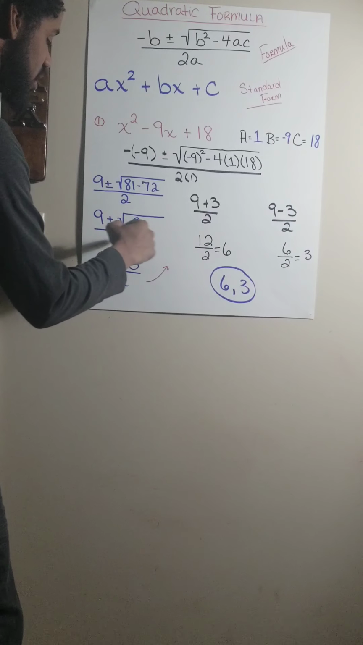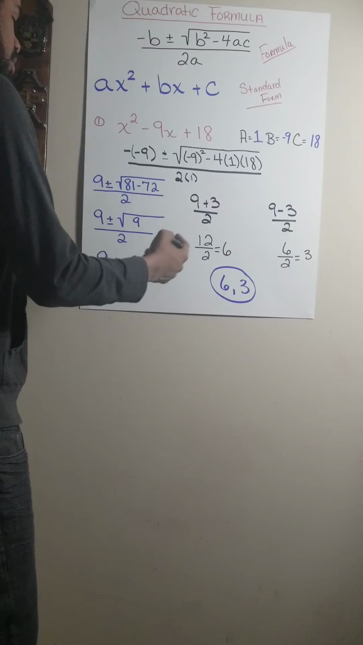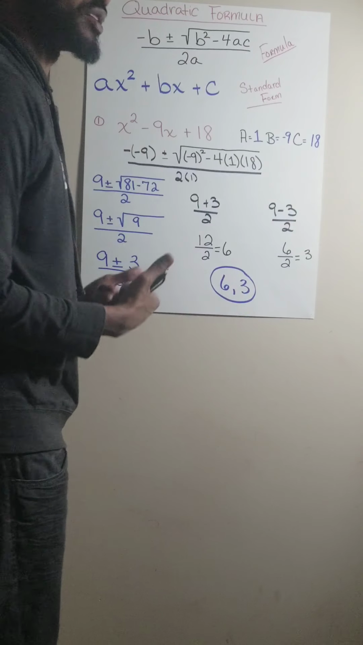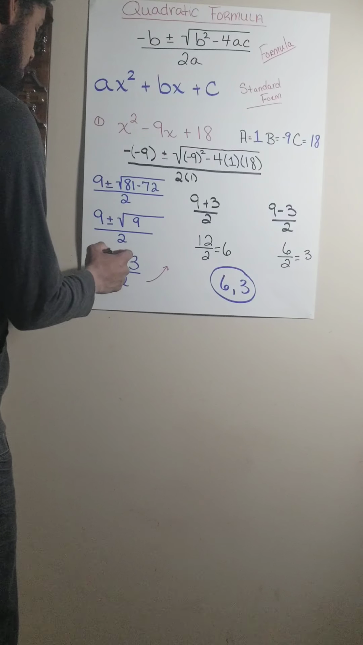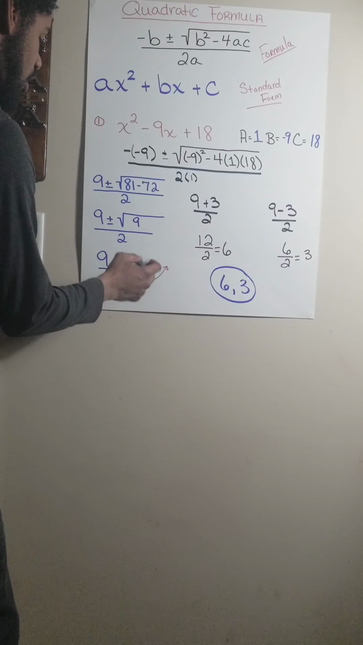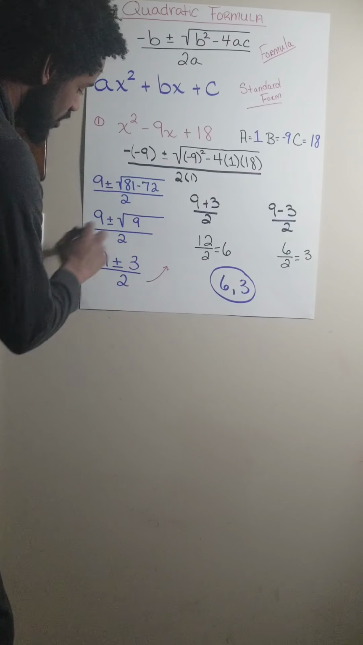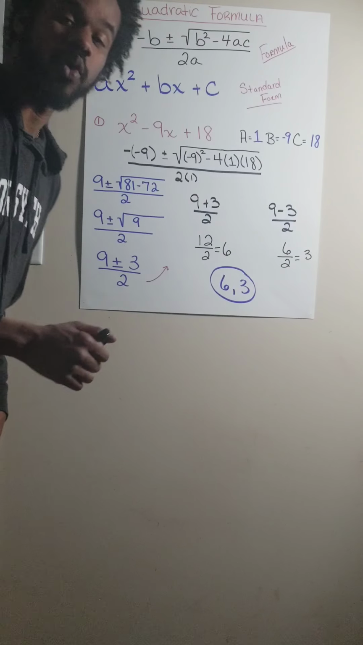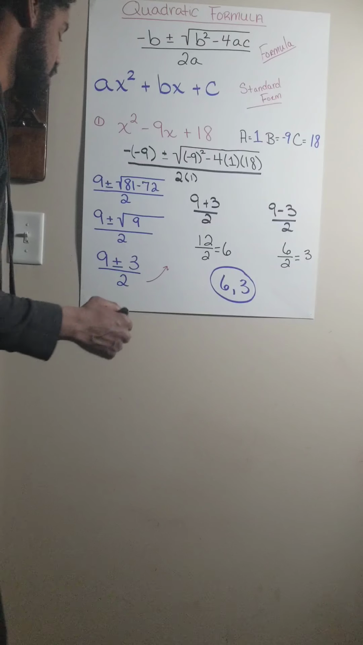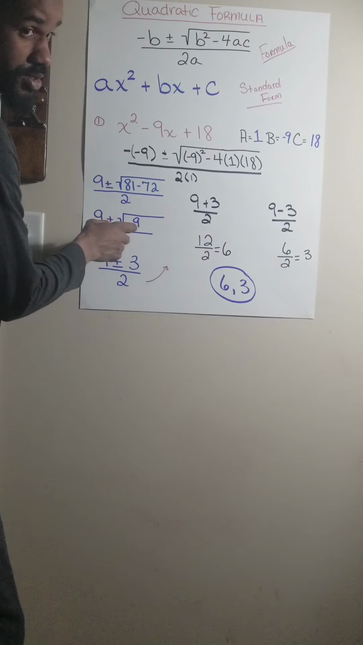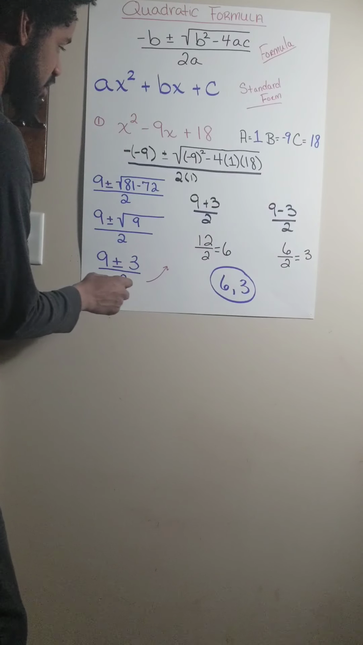Square root of 9 divided by 2. The square root of 9 is 3 because 3 times 3 will give us 9. Okay? So now we have our equation. Not equation. We're on our way to our solution. Okay? So we have 9 plus or minus 3, because that's the square root of 9, all divided by 2.